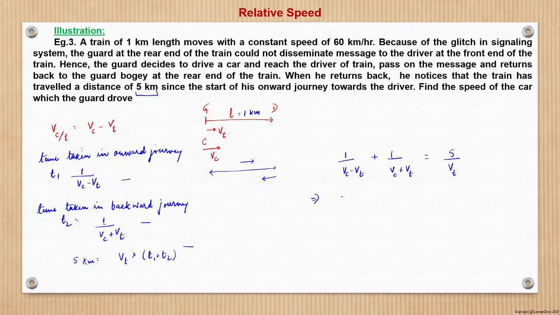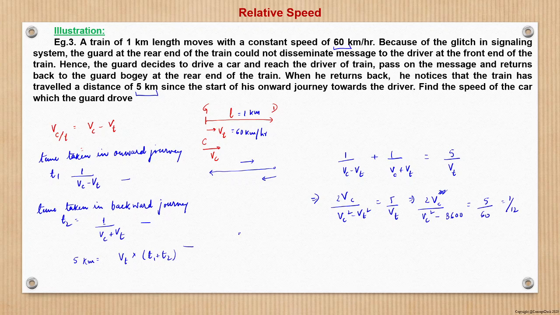So if we solve this, we will find that 2Vc upon Vc square minus Vt square is equal to 5 upon Vt. So that means, and here we will now substitute Vt equal to the given 60 kilometer per hour. So if we substitute here, it becomes 2Vc upon Vc square minus 3600 is equal to 5 upon 60, which is nothing but 1 by 12.